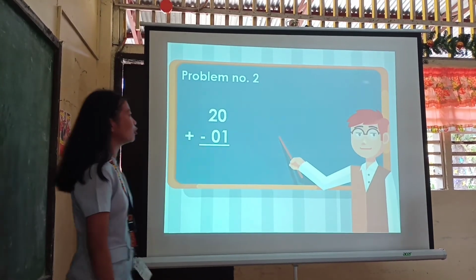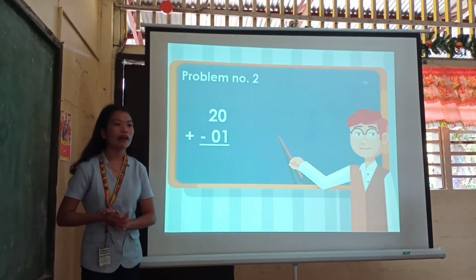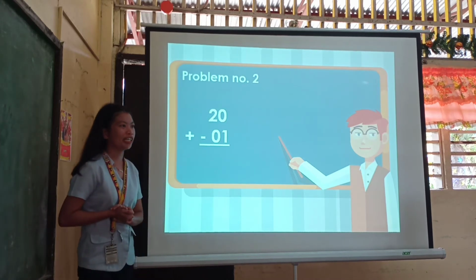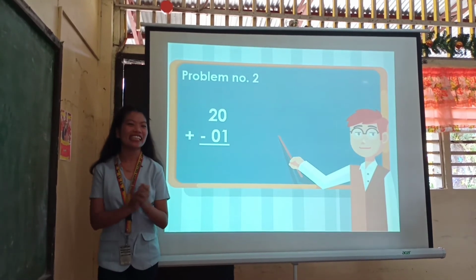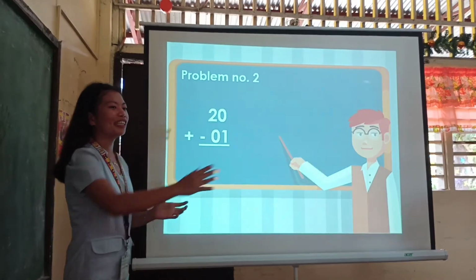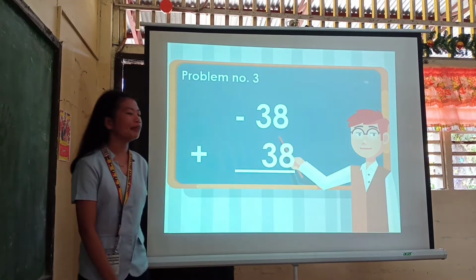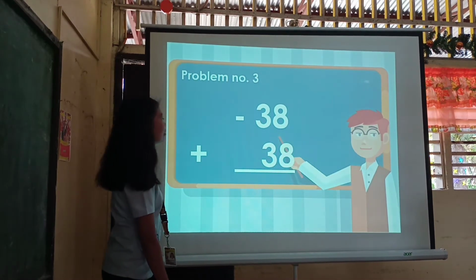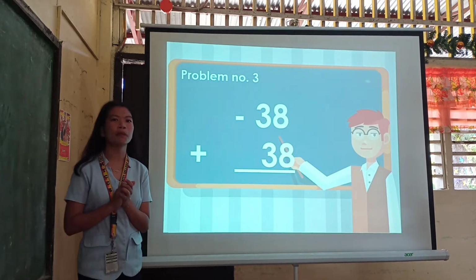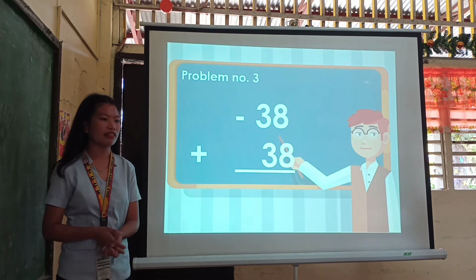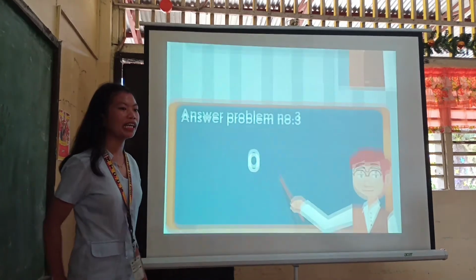Okay, for problem number 2, 20 plus negative 1. I will count to 5 and then you will raise your board. 5, 4, 3, 2, 1. Raise your board. Reveal the answer. Yay! Good! Group 3, 4, 5 got the wrong answer. Bawi kayo, next problem.